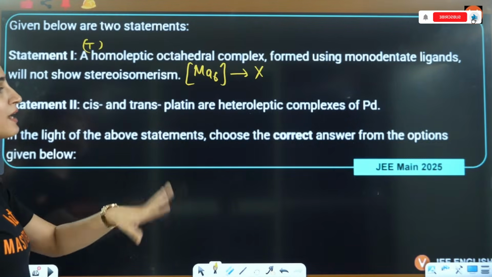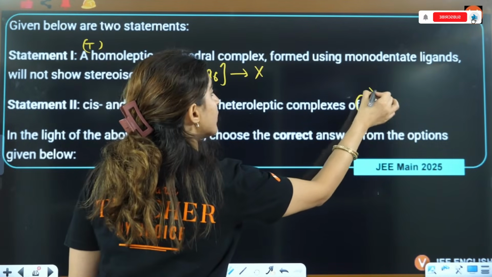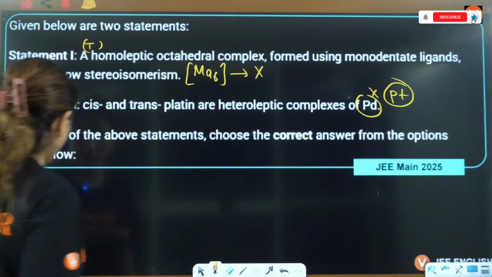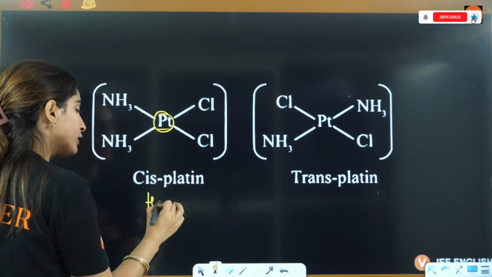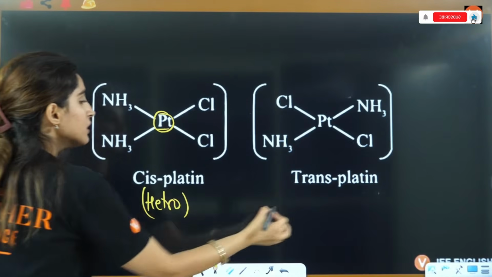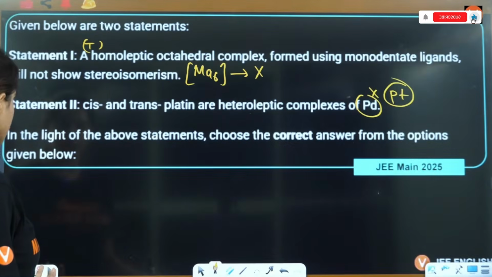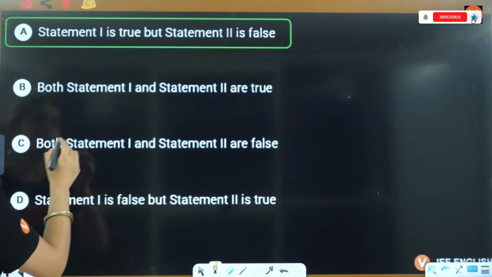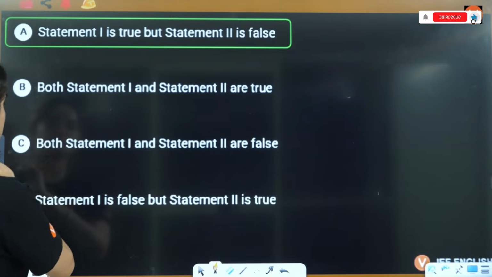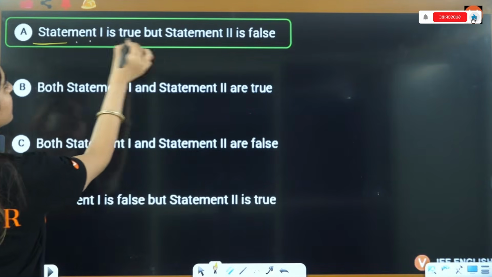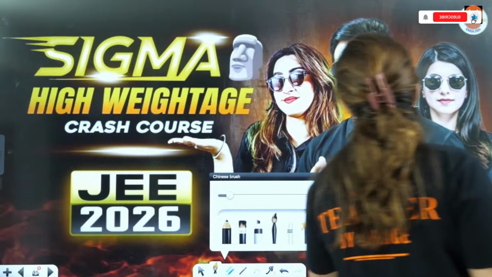Cis and trans platin are heteroleptic complexes of Pd? No, they are complexes of Pt. If you see this here, they are complexes of Pt. Yes, they are heteroleptic, but they are complexes of Pt, not Pd. So we can say that the first statement is true, but the second statement is false here. Wait a minute, let me just write it. Statement 1 is true, statement 2 is false. So the answer will be A, and that's it.